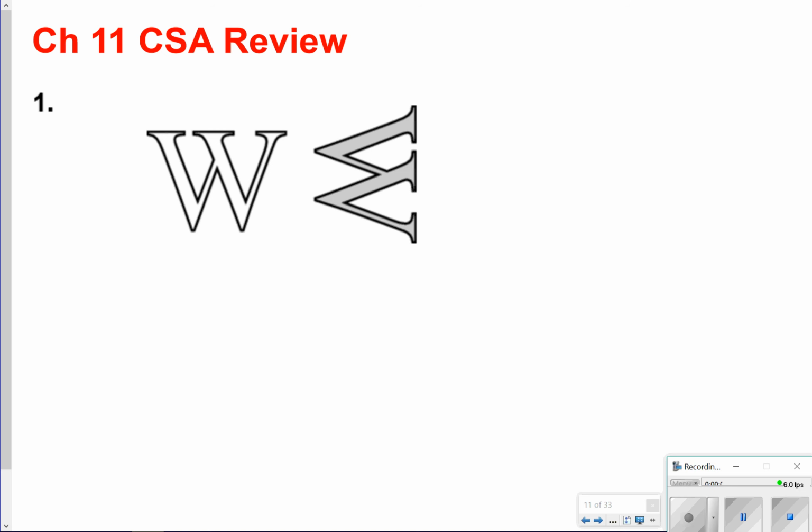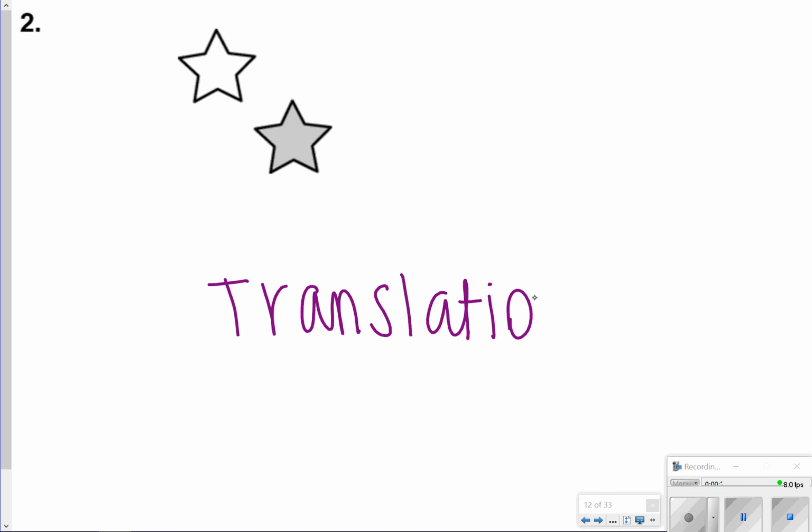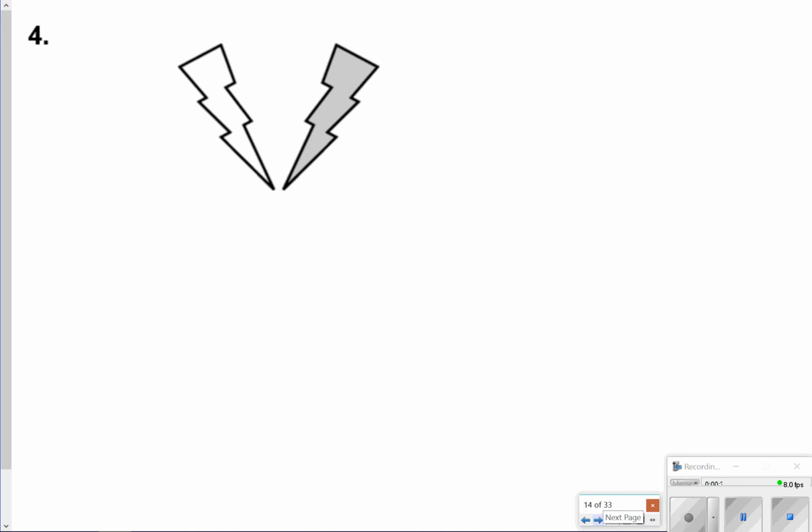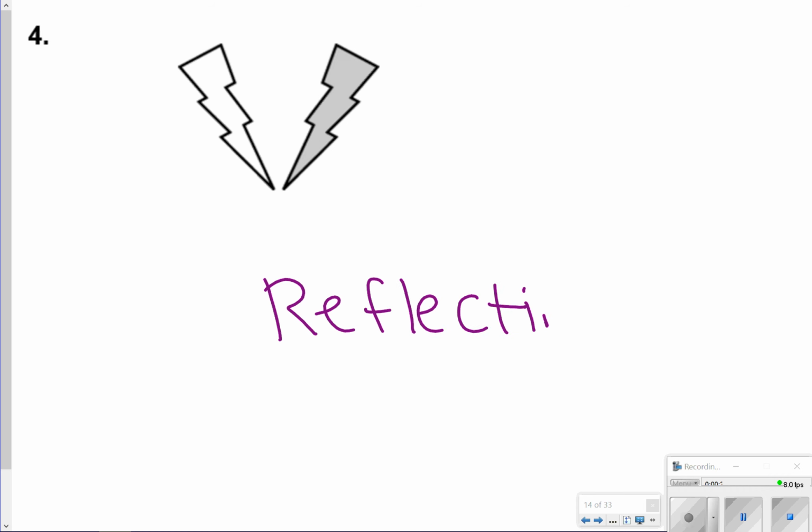This is going to be your Chapter 11 CSA review, and we're going to get started with number 1. The first one is going to be a rotation, because the two letters have been rotated or turned. Number 2 is going to be a translation, because the two shapes have been slid over. Number 3 is a dilation, because the shapes have increased in their size. And number 4 is a reflection, because the shapes have been flipped.